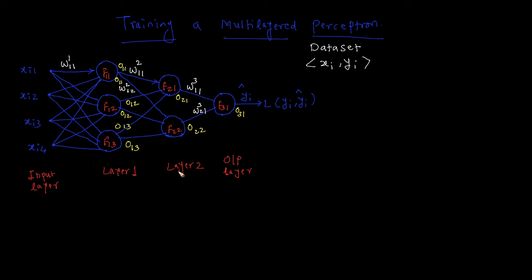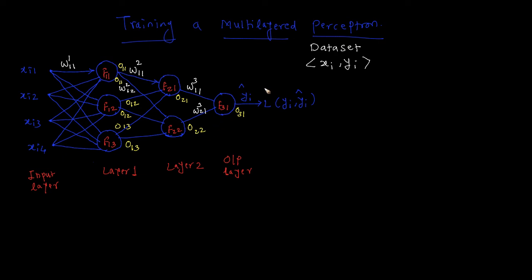So, training a multi-layer perceptron or multi-layered neural network. We have many layers here, that's why this is called a multi-layer neural network. We have an input layer, a layer 1, a layer 2, and this is the output layer. So this is how a multi-layer perceptron looks with two layers. We may have more than two layers, or multiple layers.